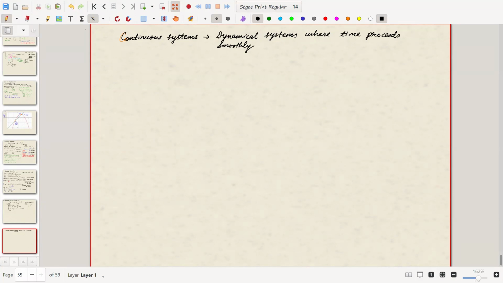You can turn off this one also. This. Good.